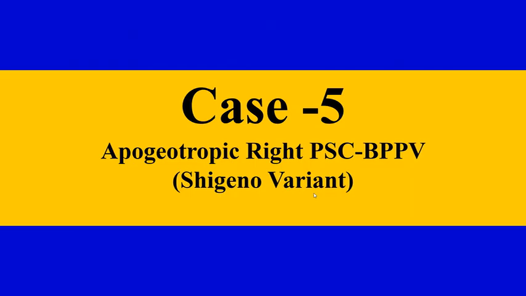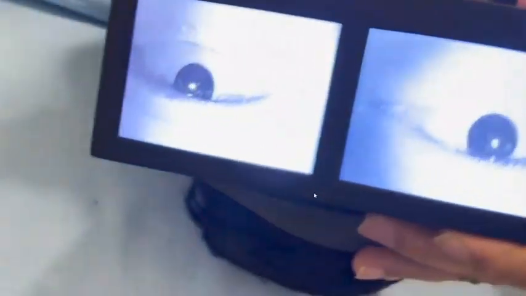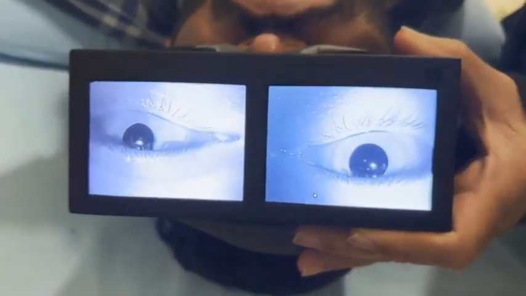Case 5, apogeotropic right posterior semicircular canal BPPV. This is called the Shigeno variant. This is a 32-year-old doctor, who came with a history of vertigo for the past 7 days. Left Dix-Hallpike test shows a right torsional downbeat positional nystagmus.